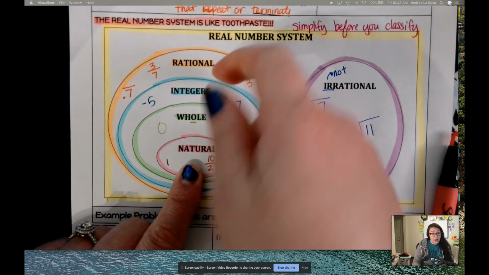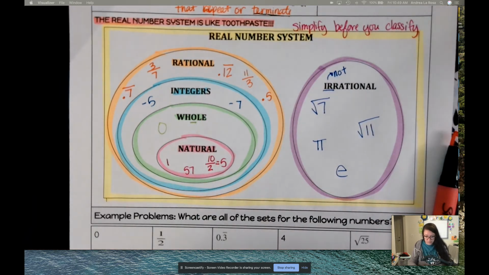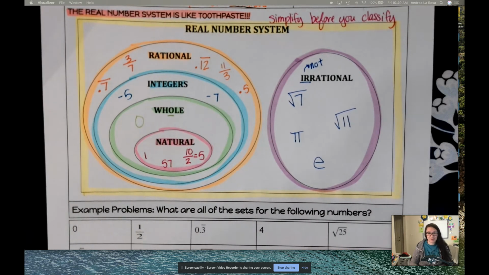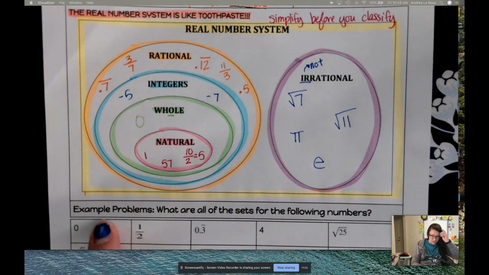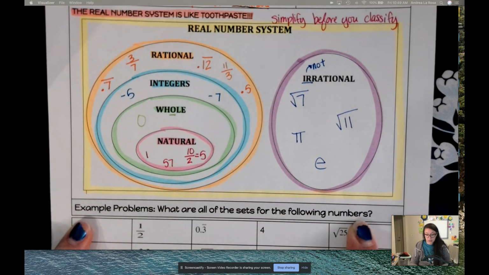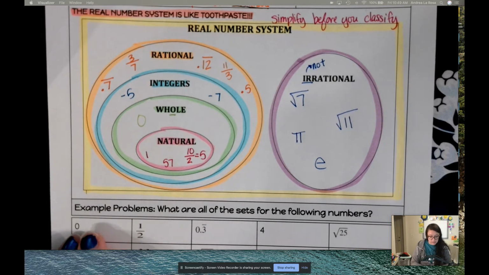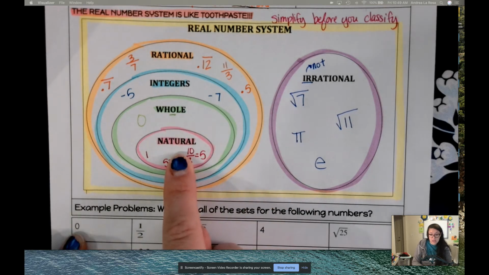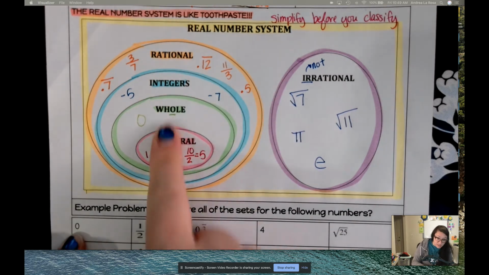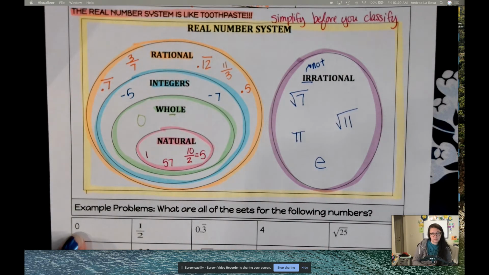The numbers can go out, but they cannot come back in. So think about toothpaste when you're working through these problems. For our examples, it says, what are all the sets for the following numbers? All the sets that it can be. Think about the toothpaste. So for 0, I want to start at the middle and see if it's there, because once I figure out its lowest level, I know it's everything else outside of it.